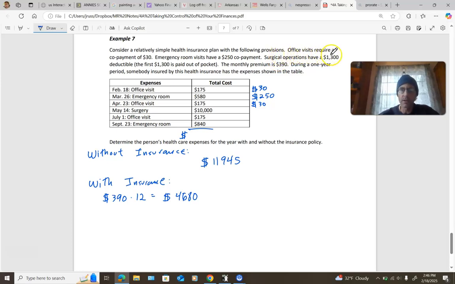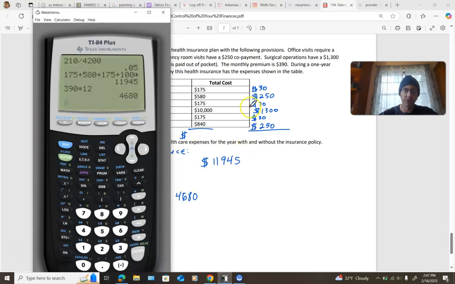So, all right, and then here for surgery, let's see. Surgical operations have a $1,300 deductible. Okay, so that means we have to pay that, and then the insurance company covers us for the rest of it. So $1,300, and then $30 for this next office visit. And then finally another emergency room visit, so another $250. So we need to sum these up. So 3 30s is going to be 90, plus we've got a couple 250s, that's 500, plus the deductible for the surgery.